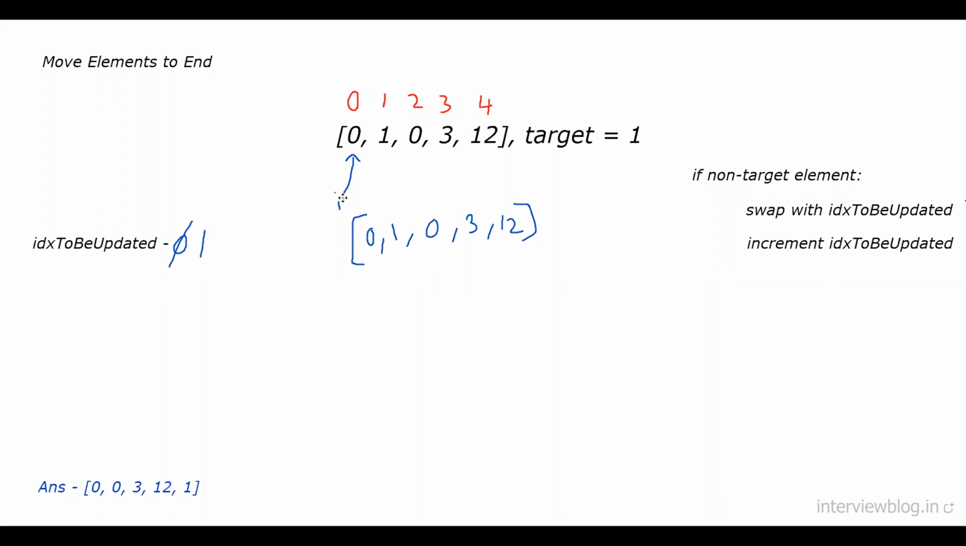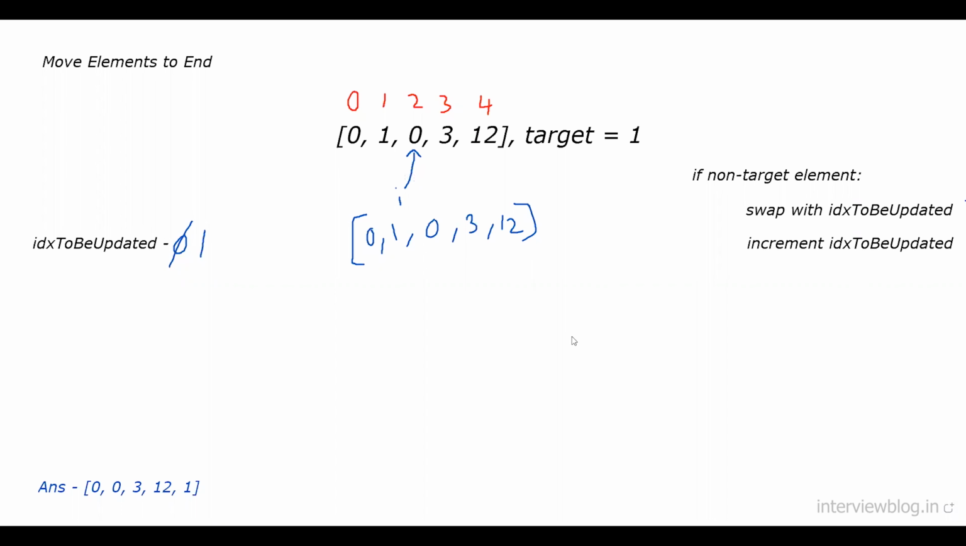Then we will continue our traversal. So I'll be moving my ith pointer from 0 to first index. Now I'll be checking if the element that is present in the first index is equal to the target element. And since both of them are equal, I will simply continue to traverse the array.